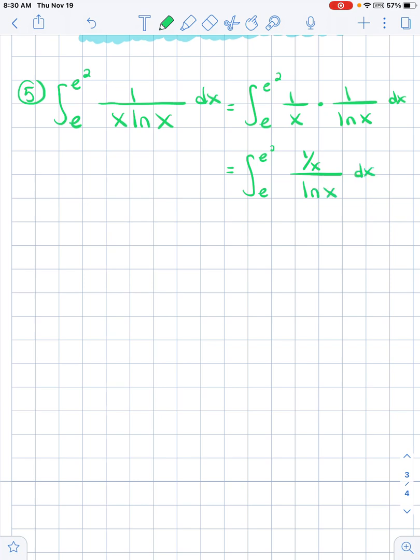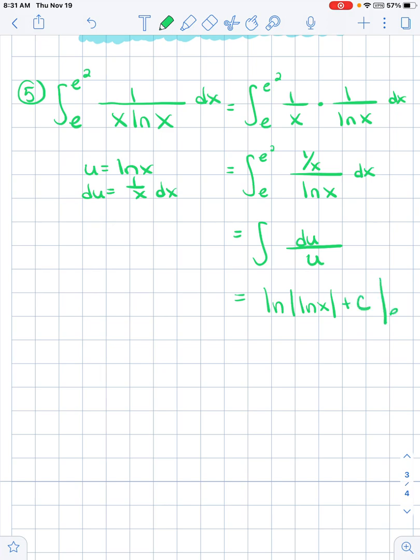And the reason I did that is because now it looks like more of a fraction type thing. So if I let u equal the natural log of x, then du is 1 over x. So now by manipulating, rewriting this fraction, I wrote it in the form of u prime over u, or du over u. Okay, so I can say now that this is definitely the derivative on the top. 1 over x dx is the derivative. So this is the natural log of u, the natural log of the natural log of x.